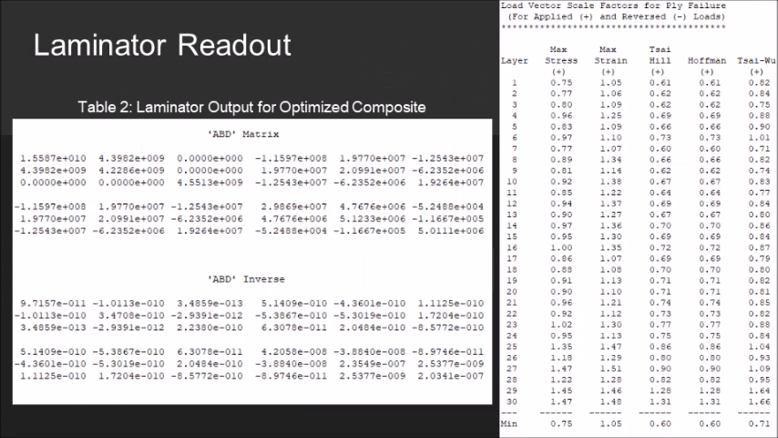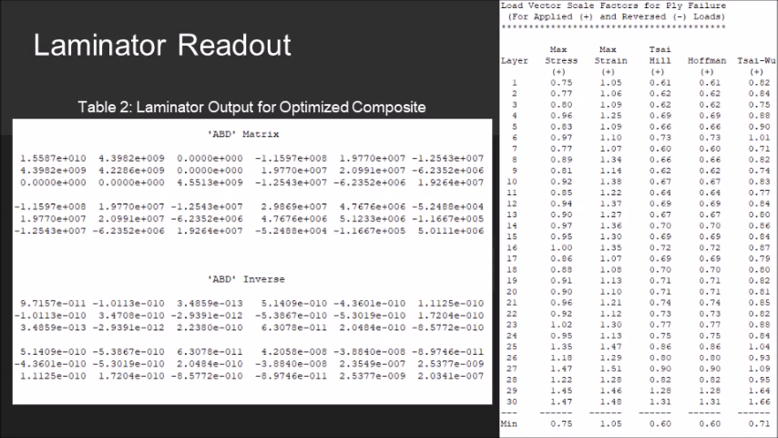The ABD matrix, inverse ABD matrix, and load vector scale factors for ply failure of the final laminate are shown in these images. These were obtained using the laminator software. The final stacking sequence of the laminate abandoned the balanced and symmetric guidelines as the tensile loads from the normal load and moment in the x direction combined in the upper plies and cancelled out in the lower plies. Thus, fewer 0-degree plies were required in the lower half of the laminate.